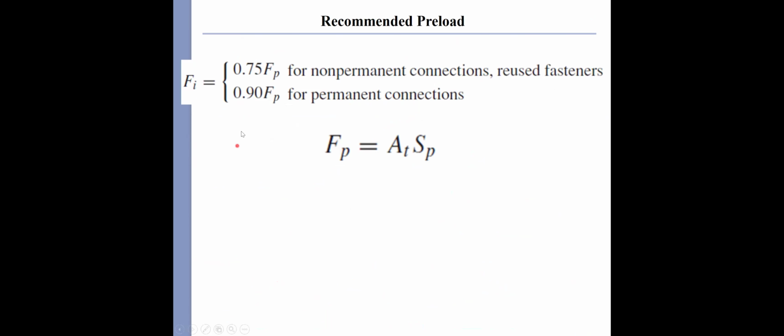The recommended preload F_i can be roughly 0.75 F_p for a non-permanent connection with a reused fastener, and F_i is 0.5 F_p for a permanent connection. And this F_p equals A_t, the tensile stress area, times the proportional limit, or say the proof strength.